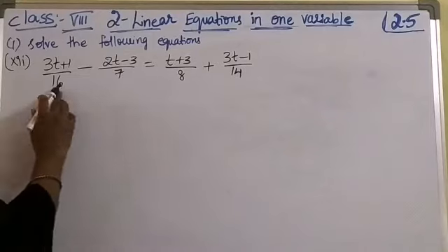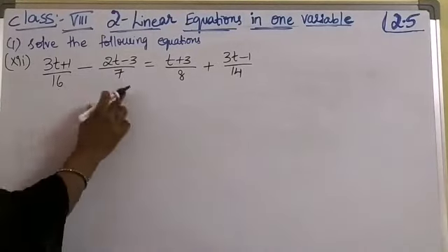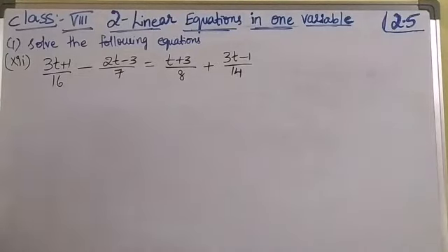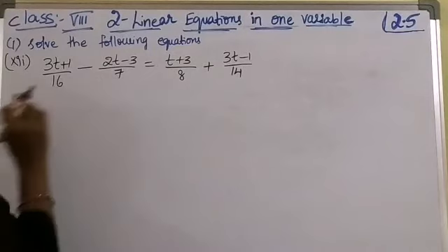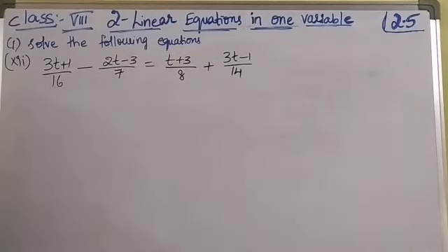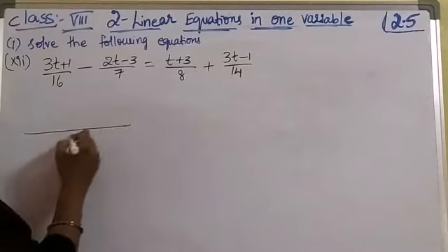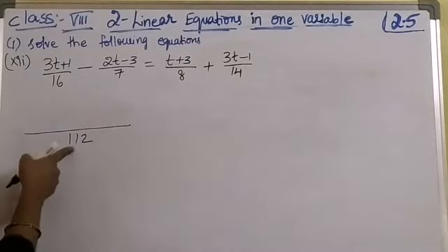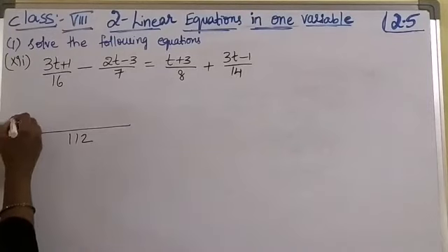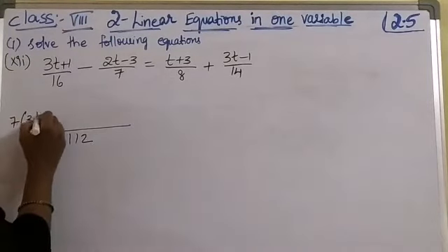Now first here, 16 and 7. What are 16 and 7? They are co-prime numbers. They are not having any common factor. So what is the LCM of 16 and 7? Multiplication of the two numbers. That is 16 7s are 112. 112 is the LCM. So how many times will 16 go in 112? 7 times. 7 into 3t plus 1.